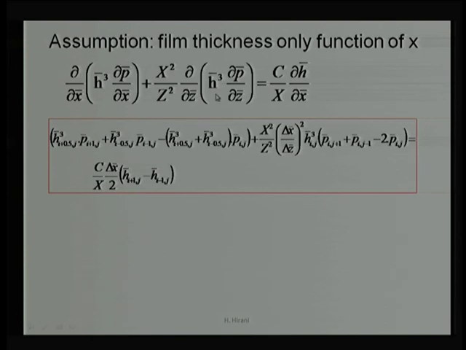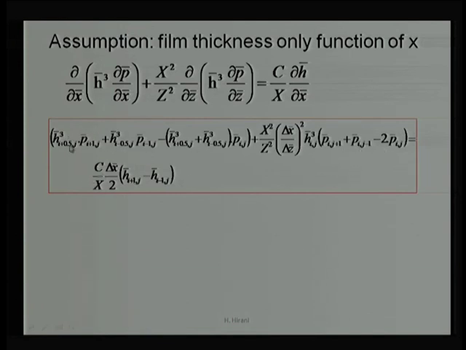Assumption is h is not a function of z. In many problems, it does not really remain a function of z. So, to simplify it, we are just taking it out as a common term, and then, as shown, this h is only calculated at the i, j node. We are not calculating it at any other node in this case. And these are the pressure terms, and this is the source term.